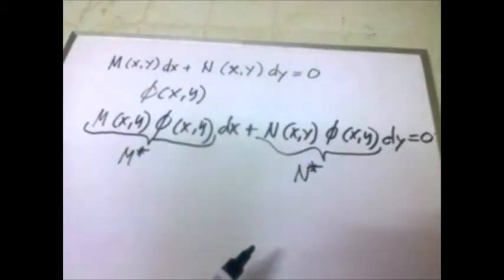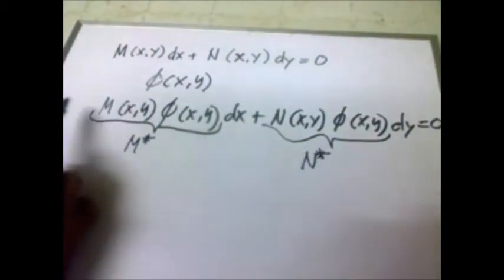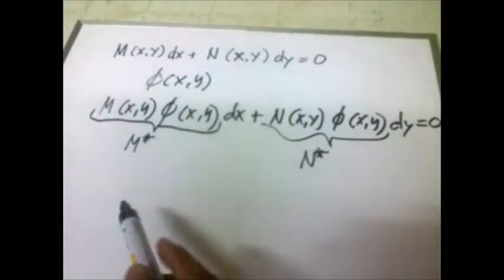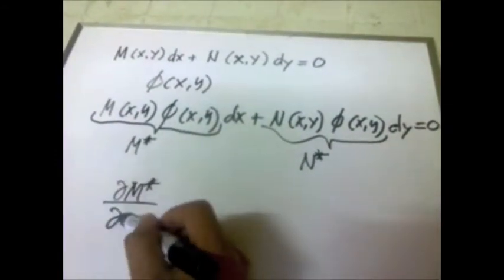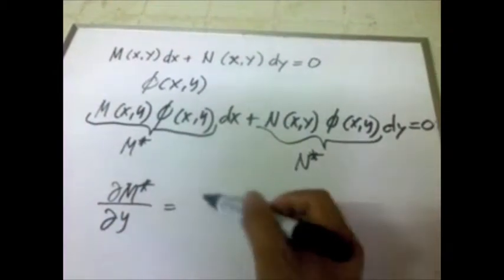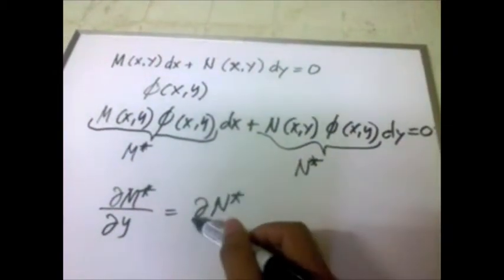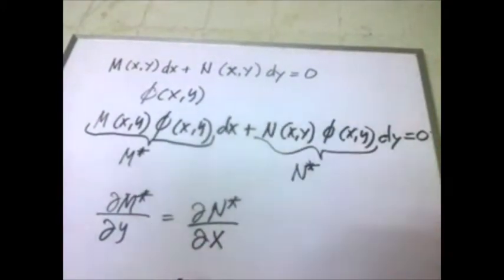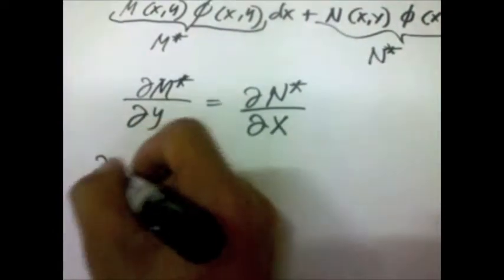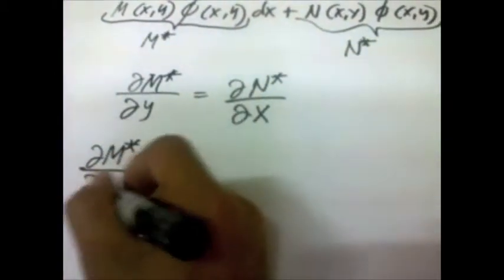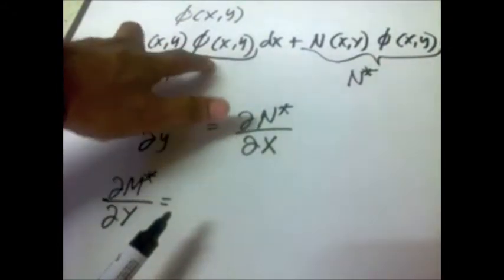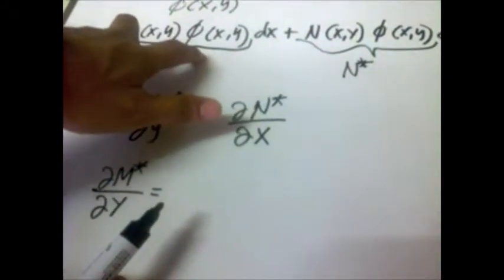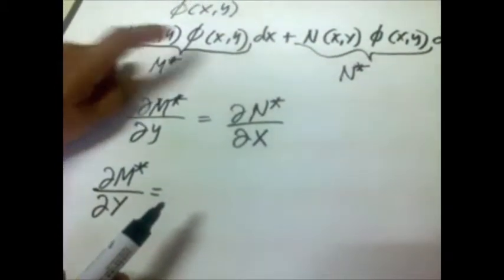As we are going to define the exactness of this exact differential equation, we have to define it by the partial derivative of M star over the partial derivative of y, which must be equal to the partial derivative of N star over the partial derivative of x. So here is the process. For the partial of M star over the partial derivative of y, as we look back on our given equation, these two functions are both differentiable functions in terms of y.